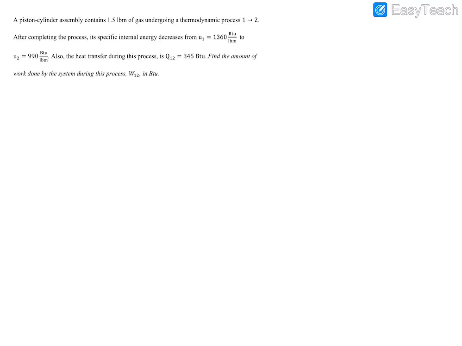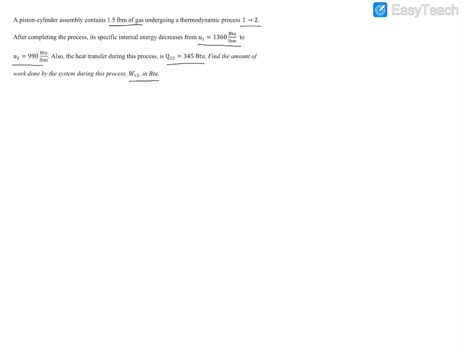Alright guys, so here we have a piston cylinder assembly containing 1.5 pound mass of gas undergoing thermodynamic process 1 to 2. After completing the process, the specific internal energy decreases from an initial u1 equals 1360 BTU per pound mass to a final u2 equals 990 BTU per pound mass. Also, the heat transfer during this process, Q12, is 345 BTU, and we have to find the amount of work done by the system during this process, W12, and it's going to be in BTU.